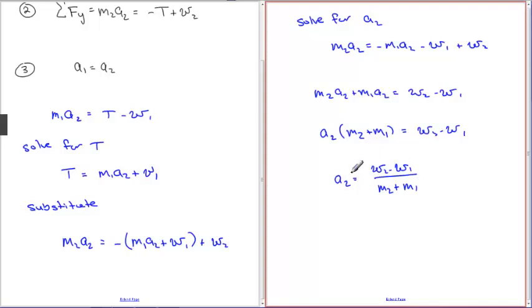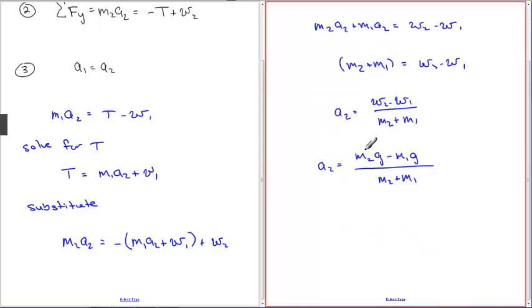And finally, before we actually plug the numbers in, we're going to rewrite the weights in terms of the mass and the gravity. So the weight of object 2 is the mass of object 2 times g, and the weight of object 1 is the mass of object 1 times g. And then we divide by the denominator, which doesn't change. And if we wanted to, we could factor out the g. So a2 is equal to the acceleration due to gravity times m2 minus m1 divided by m2 plus m1.